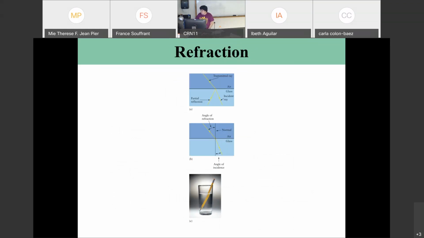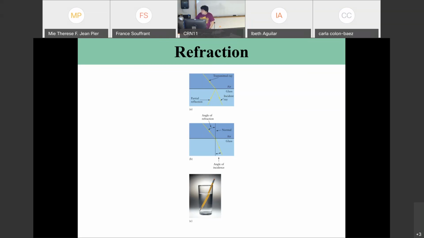Again, using ray optics, we can study refraction. And I already explained, it's basically the change in direction of the light. And you see it every day, for example, there. When you have an object in glass, in this case a pencil, it looks broken because of the refraction.